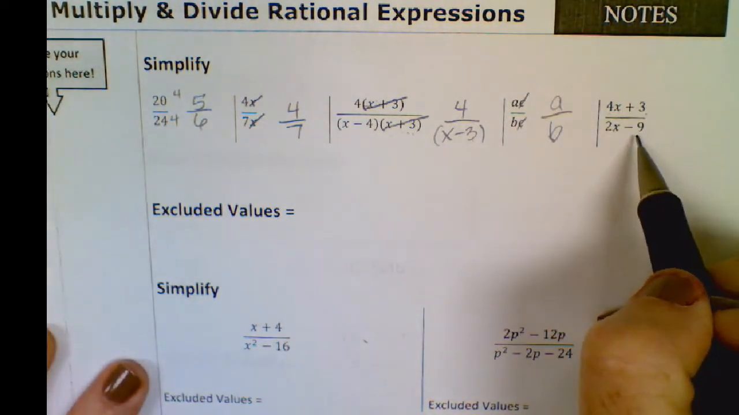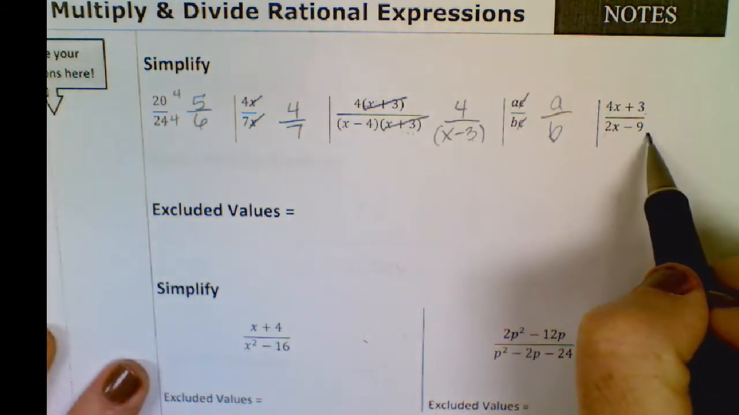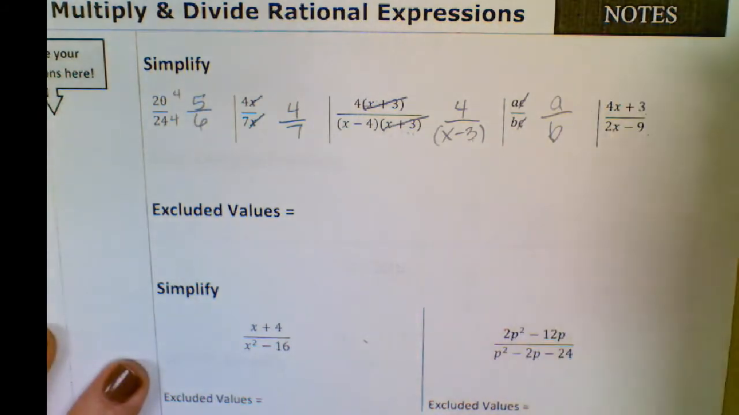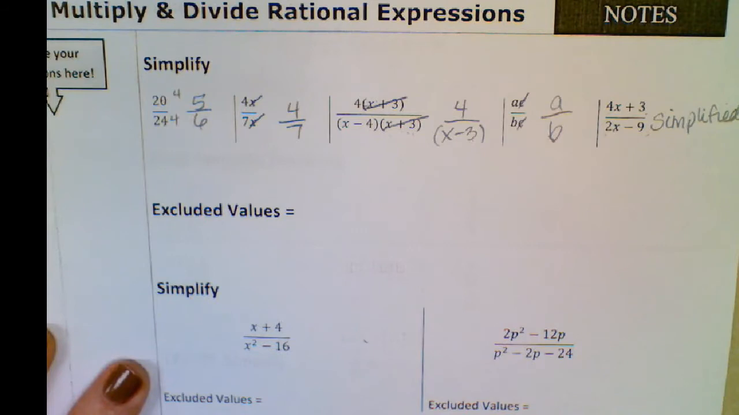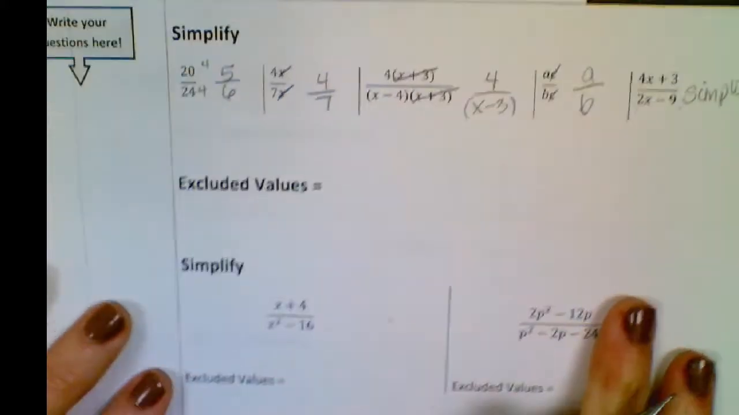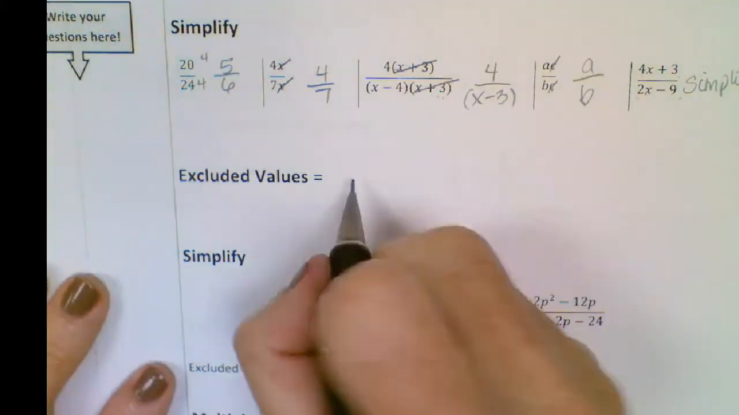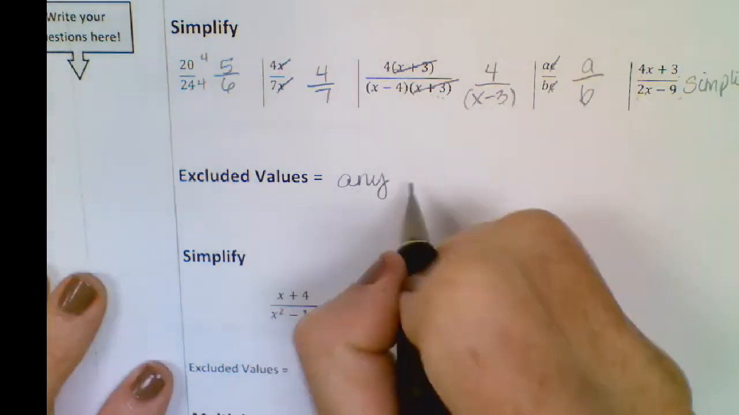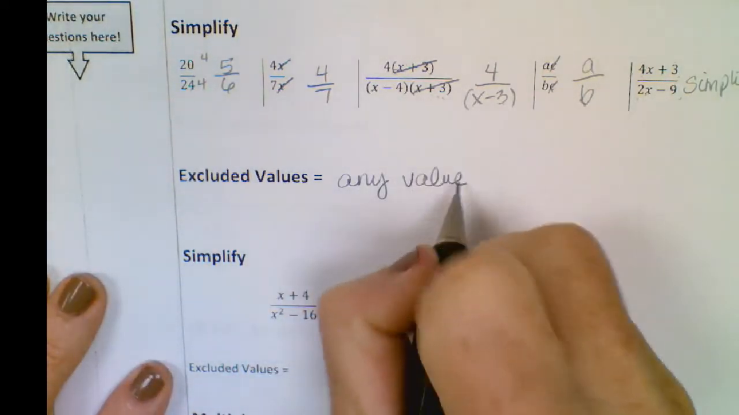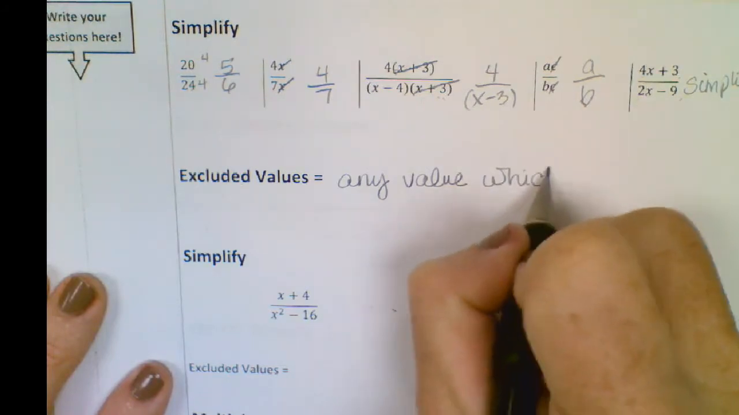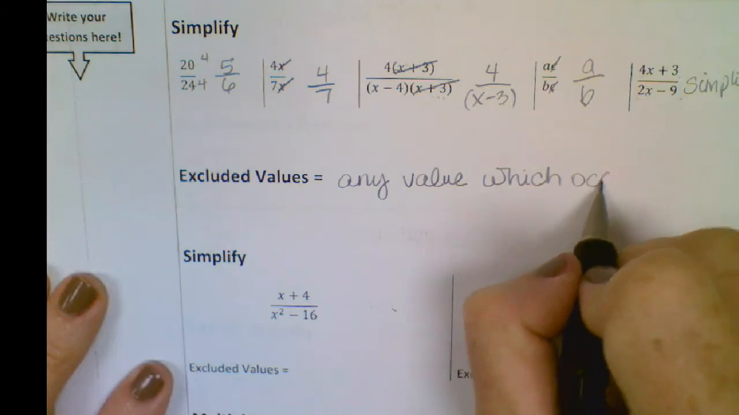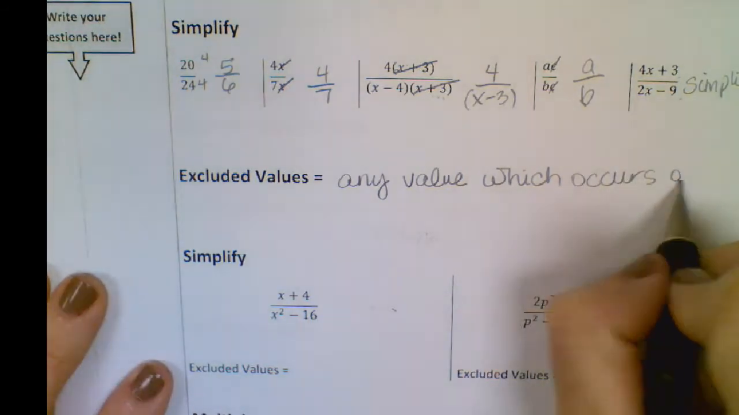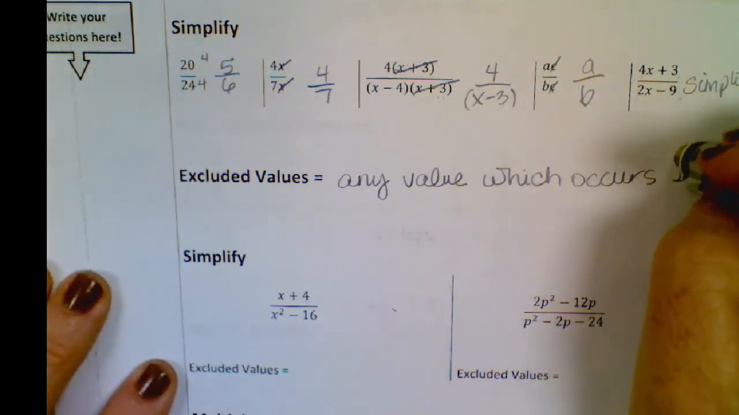Same goes for 2x minus 9. There's no number that can be factored out of 2 and negative 9. So this is in fact simplified. You cannot simplify it any farther than that. Okay, and we'll talk more about that. So when you're simplifying, an excluded value is any value, think about those vertical asymptotes, any value which occurs in both the numerator and the denominator.